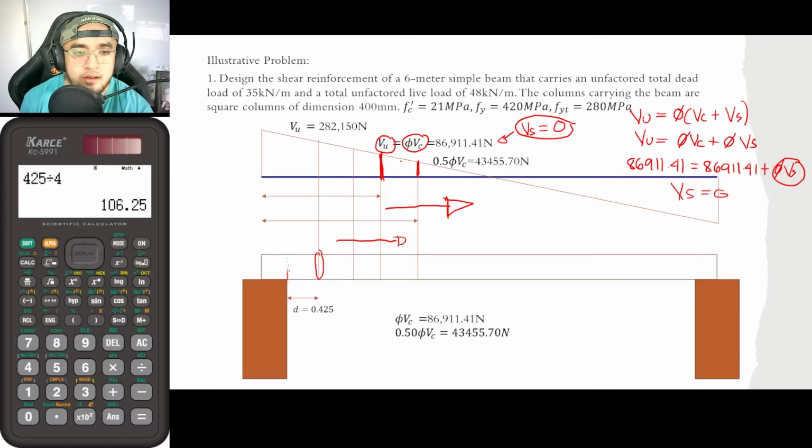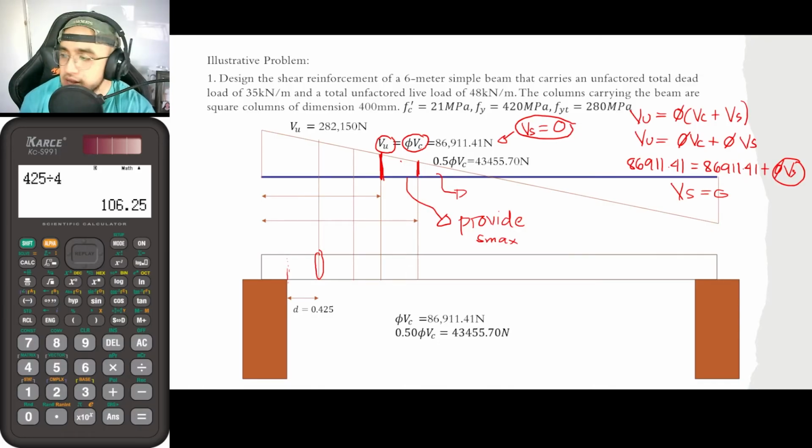Let me just erase this part here. What I will be doing is providing SMAX. In here, I would now be providing another SMAX, or you can just leave that alone since theoretically speaking, no stirrups is actually required there. The next thing that I will be doing is locating these points here. So how can I be locating that point? It would be up to you.